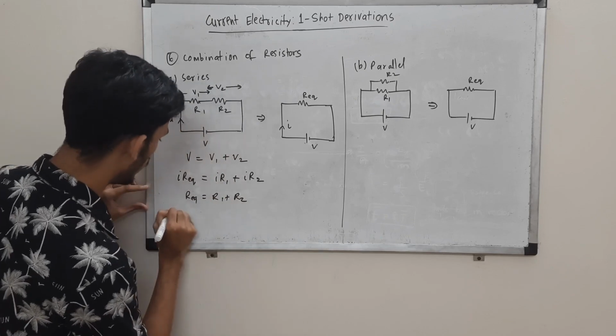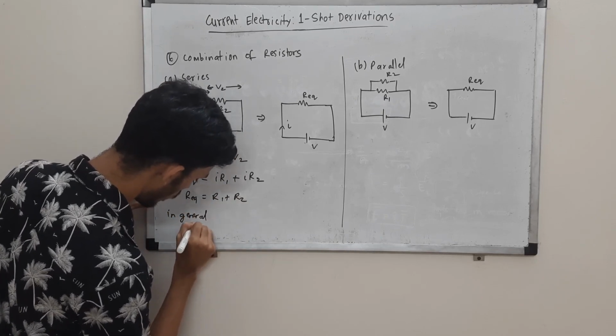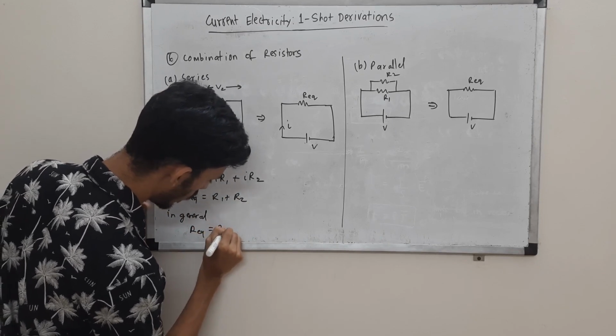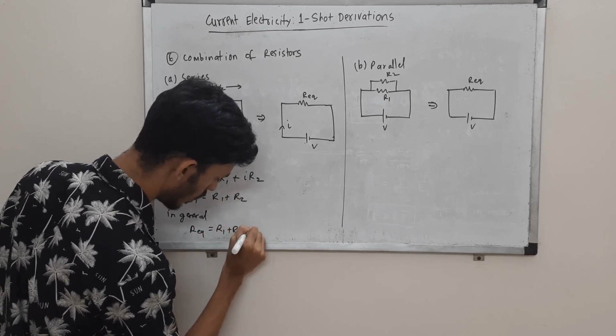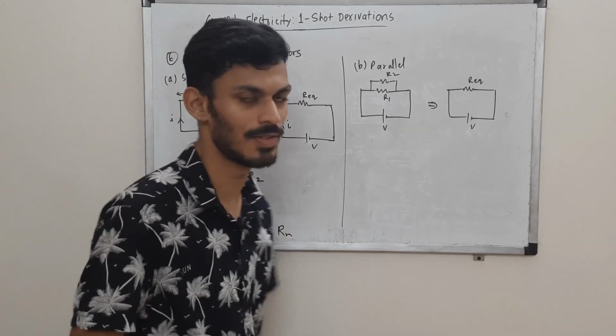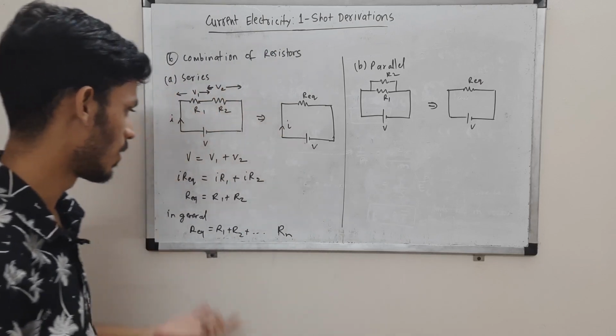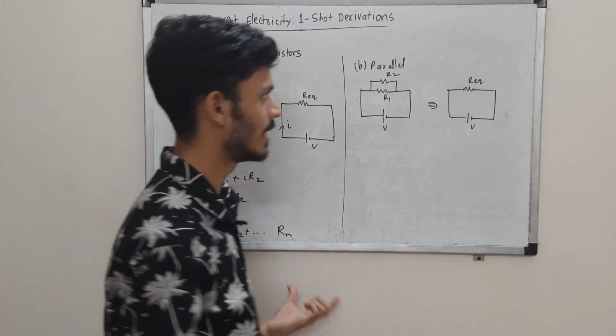Or in general, if you have n series resistors, then R equivalent will be R1 plus R2 plus so on up till Rn. You just add the resistors which are there in series to obtain the equivalent resistance. So this is the equivalent resistance in series.